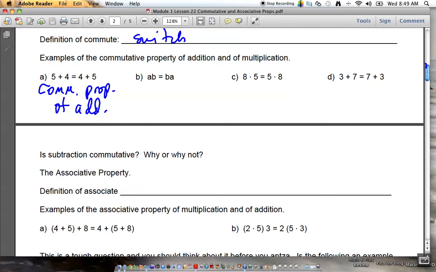Look, what's 5 plus 4? 9. What's 4 plus 5? 9. So 9 equals 9. So clearly it works. What about 5 times 4? 20. What about 4 times 5? 20. Yes, and that's right.